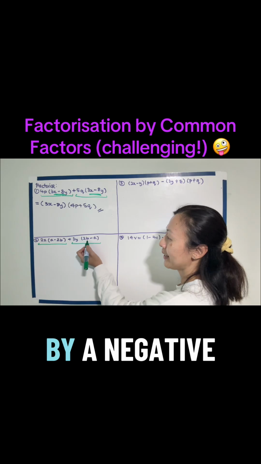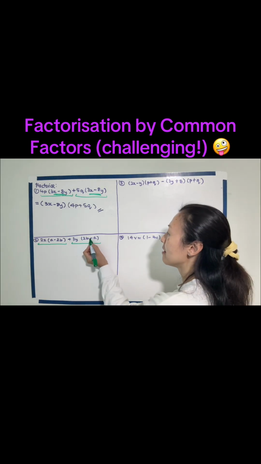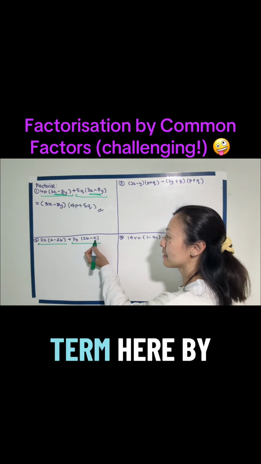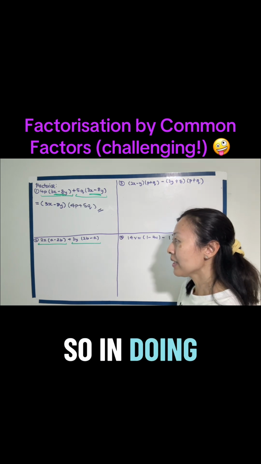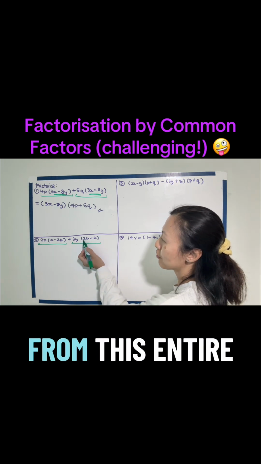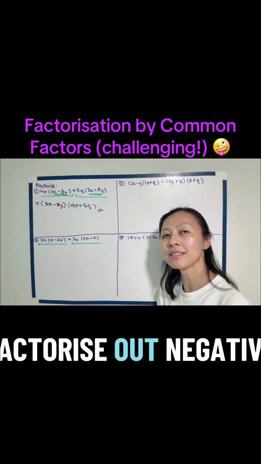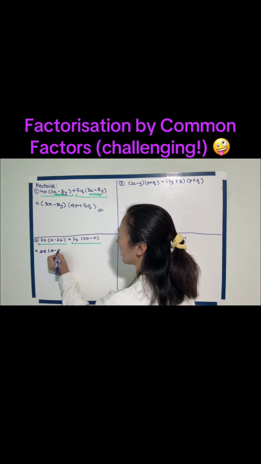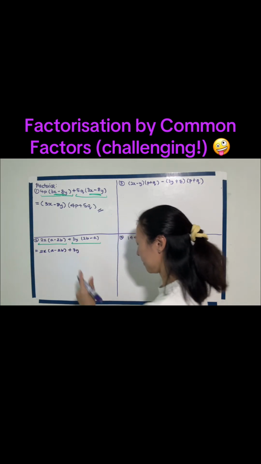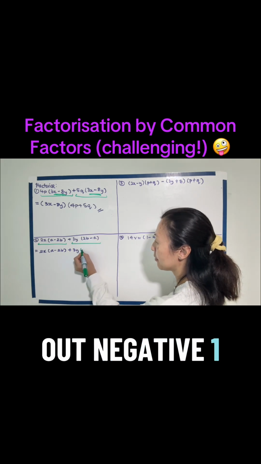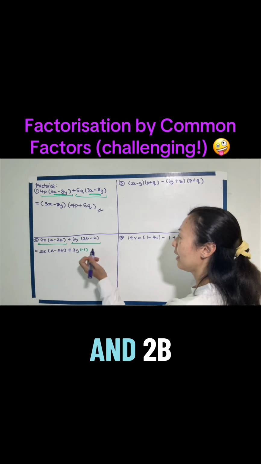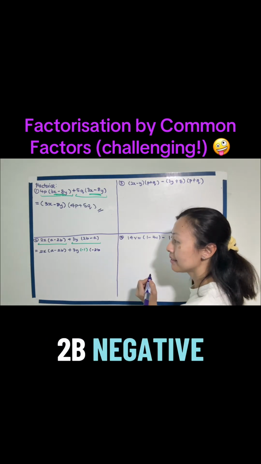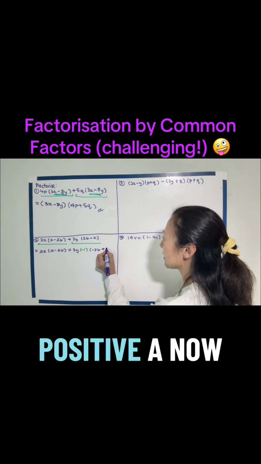this term by a negative 1. And in order to turn a negative a into a positive a, we have to divide this particular term here by a negative 1. So in doing so, what I would suggest is, from this entire term, I'm going to factorize out negative 1. So my next line will look like that. Because I'm factorizing out negative 1, I'm putting out negative 1 here. And 2b divided by negative 1, I get negative 2b. Negative a divided by negative 1, I will get positive a.